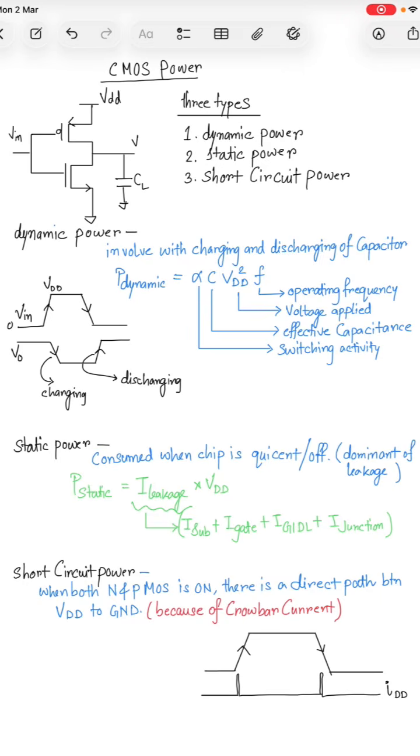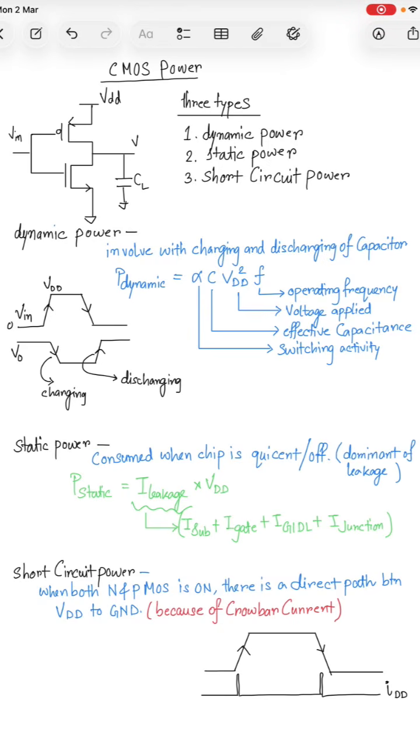Maybe you know C, VDD square and F properly, but here alpha is a new term, which is the switching activity. The switching activity is the transition of the input signal between 0 and 1. We observe how much the input is transitioning from 0 to 1 or 1 to 0 in a particular time. We can observe it using a probabilistic method.